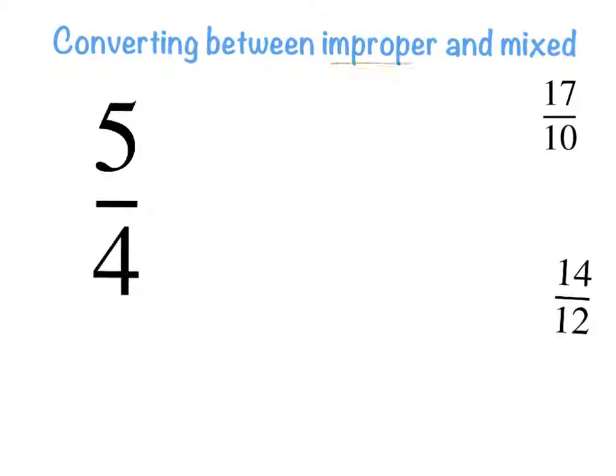I know it is an improper fraction because my numerator is greater than my denominator. That's how I know it's an improper. If it was a proper fraction, it would have a denominator that was larger. Okay, how do we do this? Very simple, very straightforward. First we look at the denominator and we say, how many times does it go into the numerator? And I can see that it goes once.